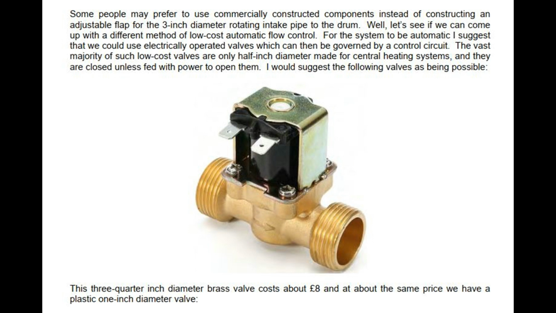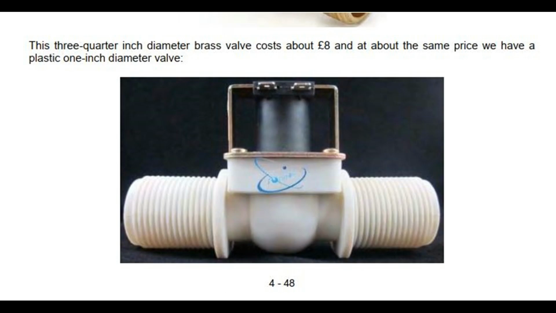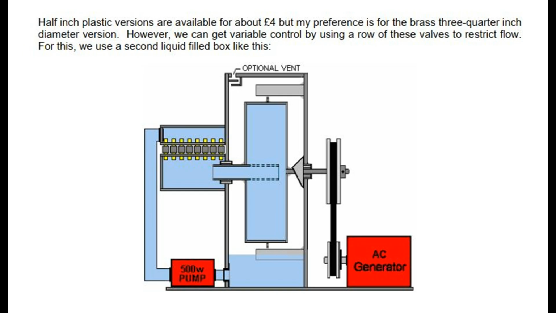This 3/4-inch diameter brass valve costs about £8, and at about the same price we have a plastic 1-inch diameter valve. Half-inch plastic versions are available for about £4, but my preference is for the brass 3/4-inch diameter version. However, we can get variable control by using a row of these valves to restrict flow. For this, we use a second liquid-filled box like this.